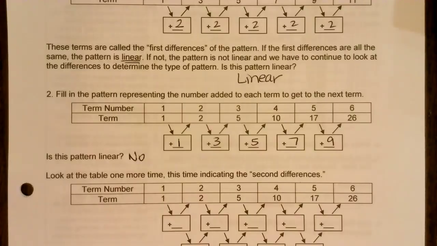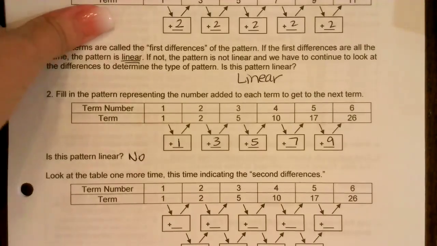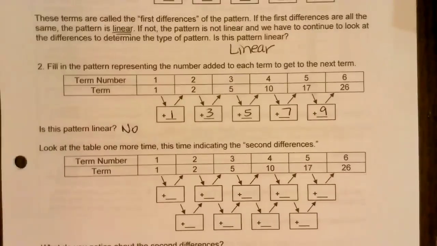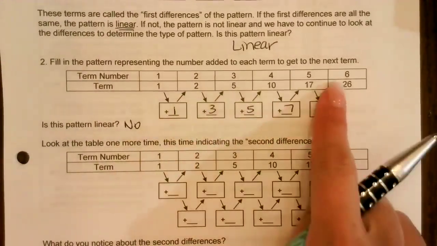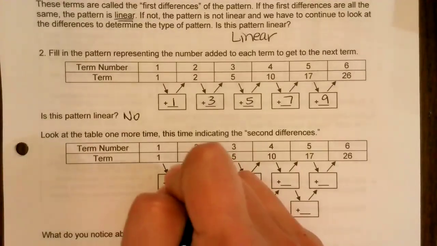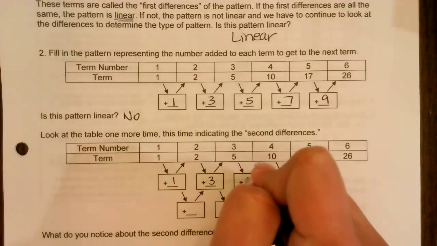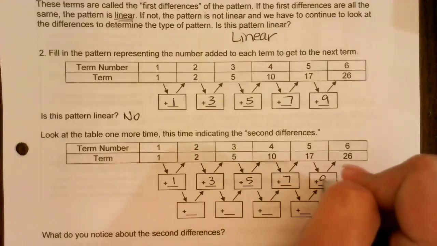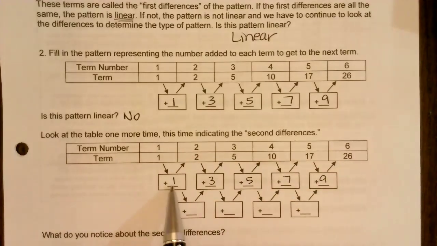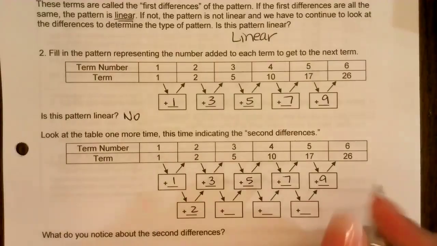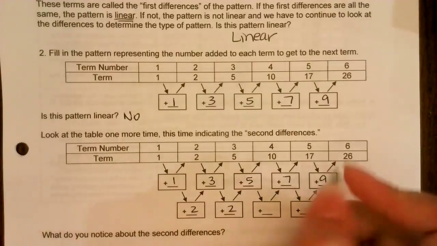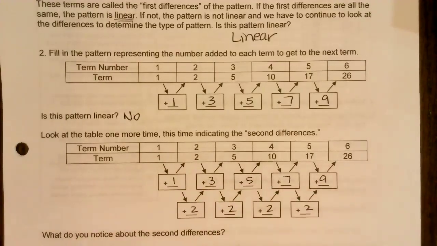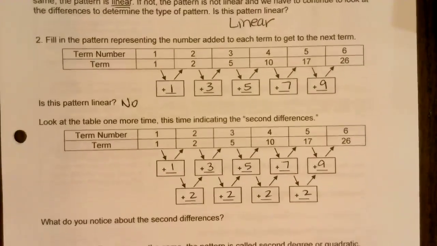We take that same table and look at the second differences. Our first differences were our differences of the dependent variable here. So we're going to take those differences and find the difference between them. The difference between 1 and 3 is 2, 3 and 5, that's also 2, 2, and 2. In this case, our second differences are the same.